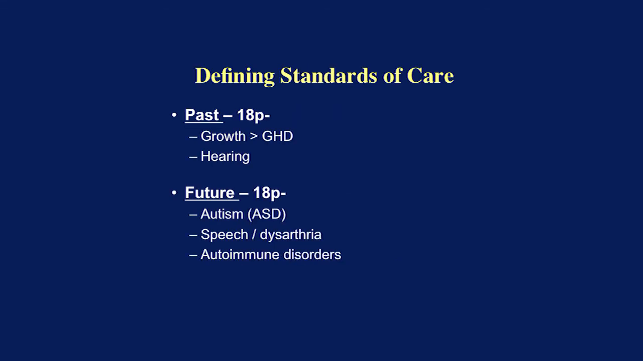With regard to 18p-, we investigated their slow growth and determined that many were growth hormone deficient, which is a treatable condition. We investigated their delayed speech and found that many were hearing impaired. In future work, we're particularly interested in learning more about the autism spectrum in this group, as well as understanding the nature and progression of the speech dysarthria and autoimmune disorders that seem to be developing in some adults. These are not comprehensive lists, but just a few highlights.